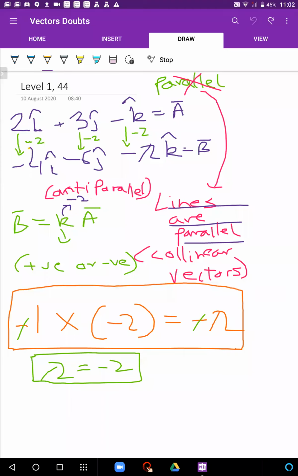Okay, so if even one of the terms in vector B does not have a ratio of -2 with A, that means vector B is not really parallel to A. Because if B is really -2 into A, every coefficient of B should be -2 times the corresponding coefficient of A. That means the I cap coefficient should be -2 times A's I cap coefficient, which is clearly visible. B's J cap coefficient should be -2 times A's J cap coefficient, which is also clearly visible, right? And therefore B's K cap coefficient, now what is the K cap coefficient?